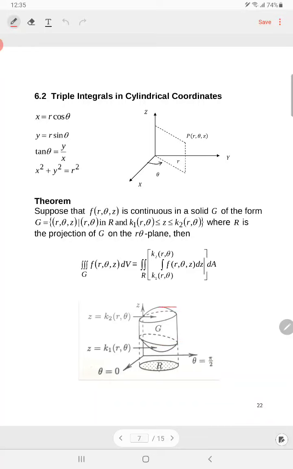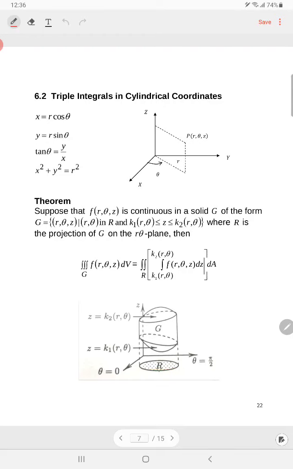So what we're going to do is project this solid G onto the xy plane, and usually we use cylindrical coordinates if the region that we project our solid onto is part of a circle or the whole circle or the cardioid shape. Then we use cylindrical coordinates.